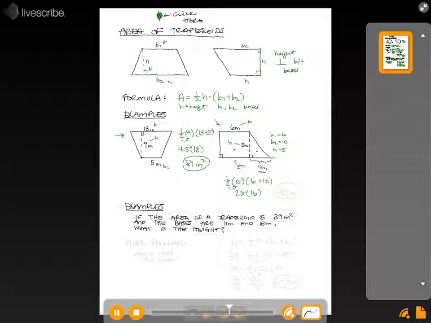We put that in our calculator, 2.5 times 16, and we end up getting 40, and we need to put a label on it, meters squared, since we're talking about area.